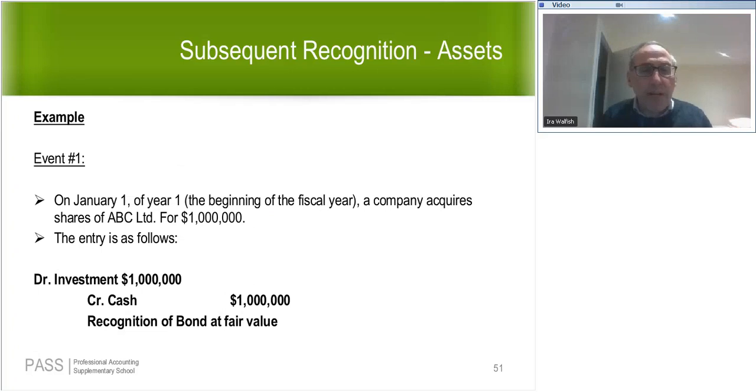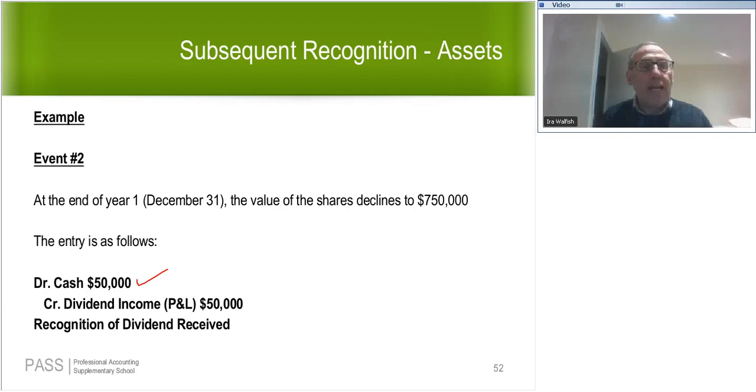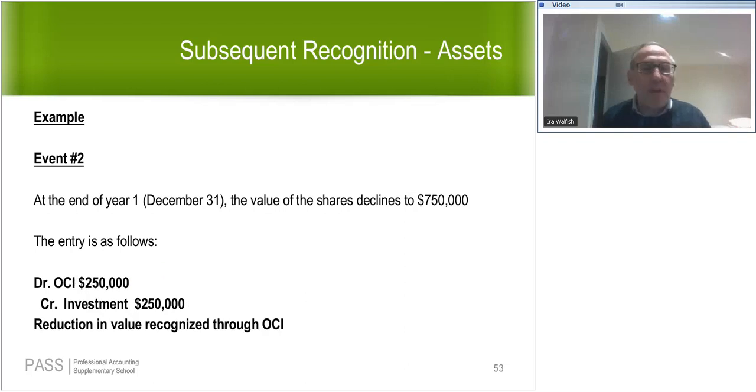Nothing new so far. At the end of year one, let's assume the value of the shares goes down to $750K. Because we're using the FVOCI category, we reduce the value of the investment from $1 million to $750K, which is a credit of $250K. But instead of the debit going to the income statement, which is what we would do if we were using the FVTPL category, because we're using the fair value OCI category, we debit OCI $250K.